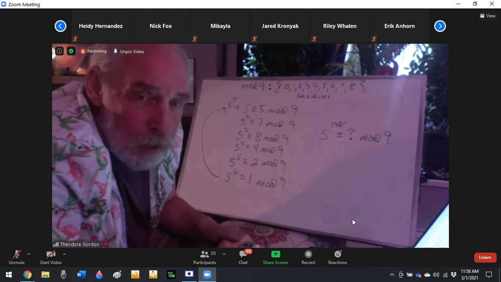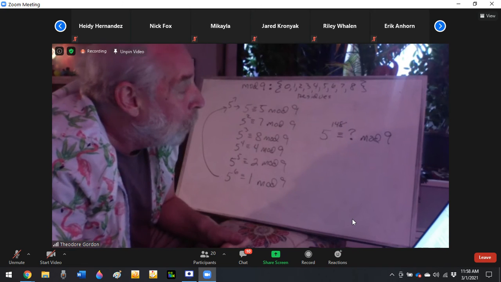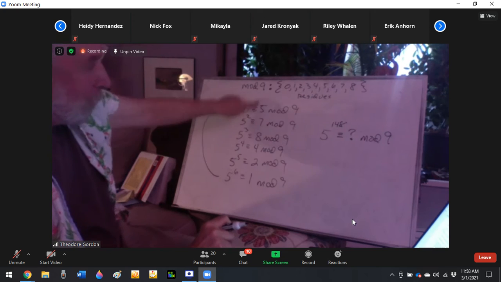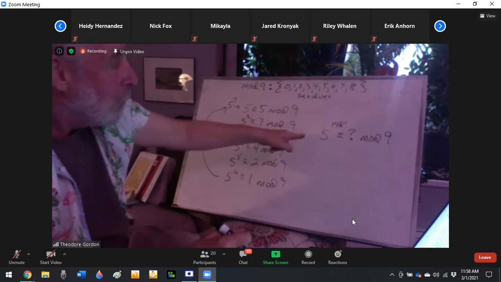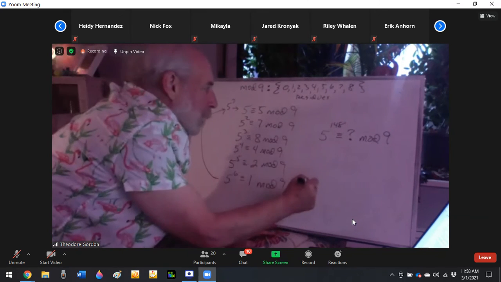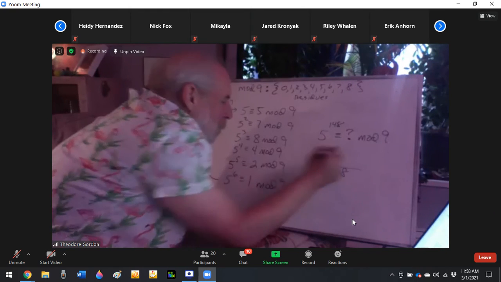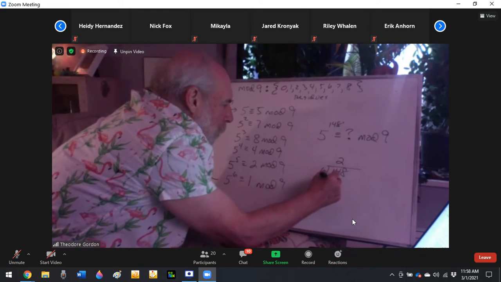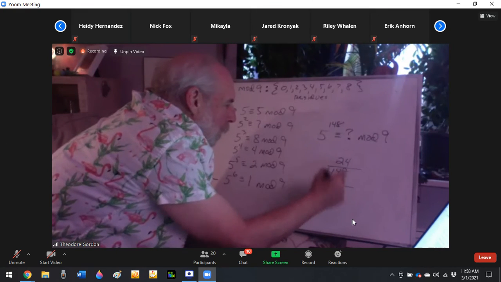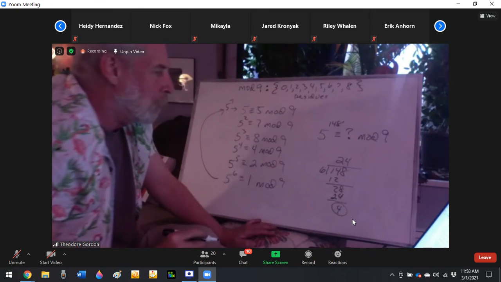So 5 to the 148th power is a pretty big number, but we want to reduce that mod 9. I know it has to be one of these numbers because that's all there is. So 5 to the sixth gives me a 1. So I want to break 148 down. So we divide 148, that's 2, that's 12, that's 28, that's 4, 24. That gives me a remainder of 4.